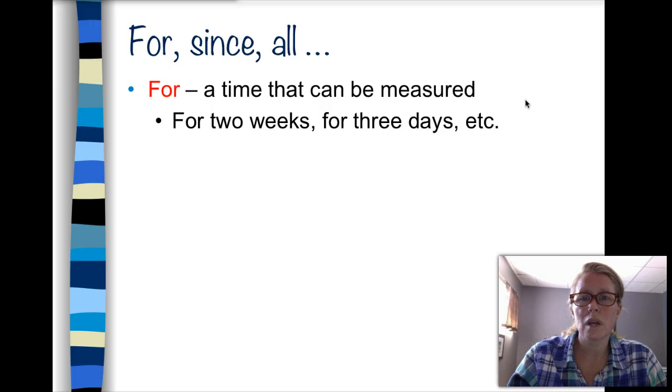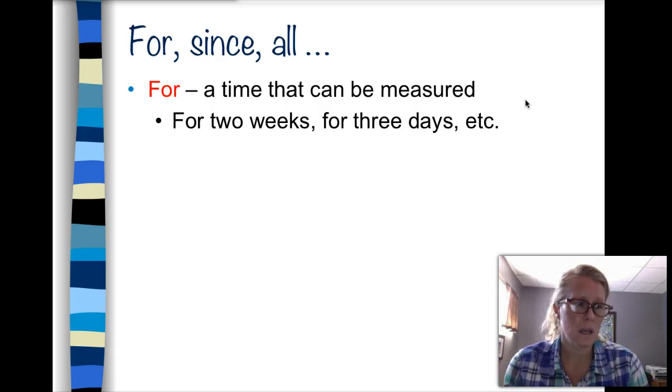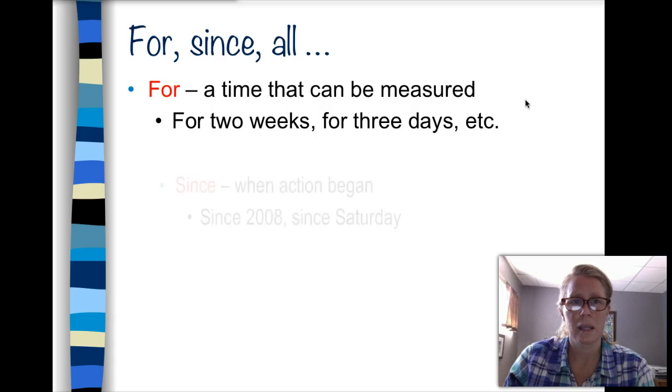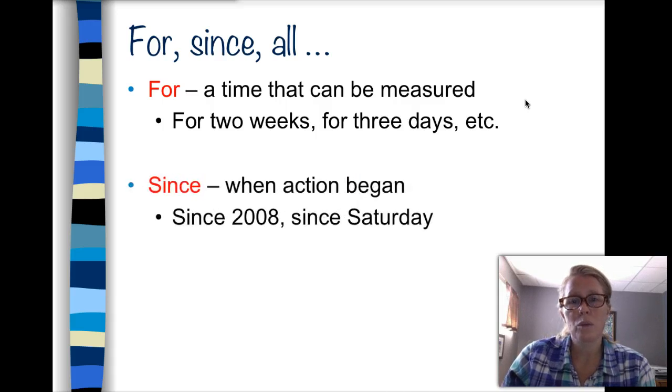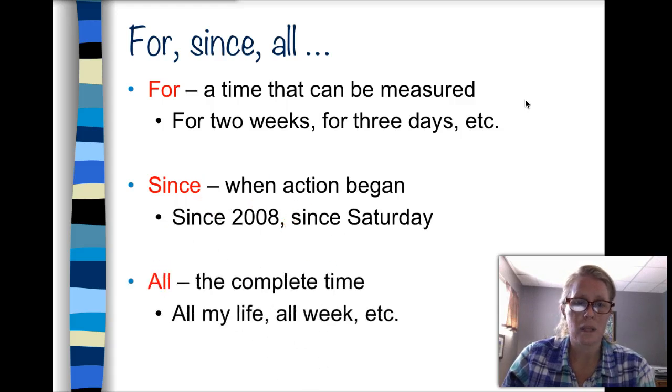For we use with a time that can be measured: for 2 weeks, for 3 days. I can use for with the simple past if I say I lived in Costa Rica for 3 years, from 2003 to 2006. So that's a specified time in the past. I use since to describe when the action began, so since 2008 or since Saturday. And all meaning the complete time: all my life, all week, etc.